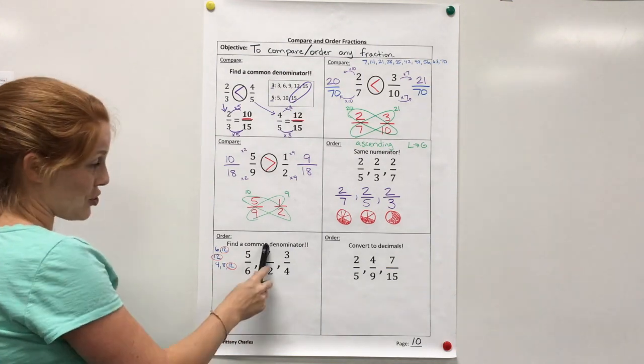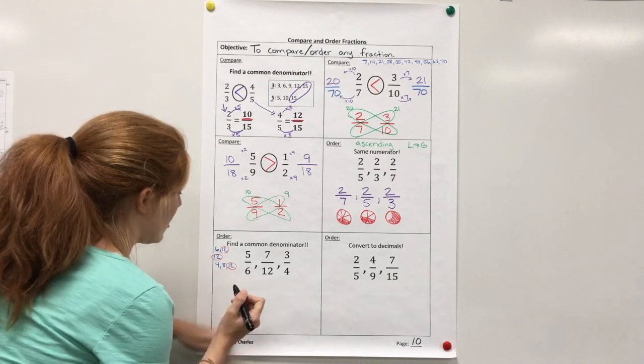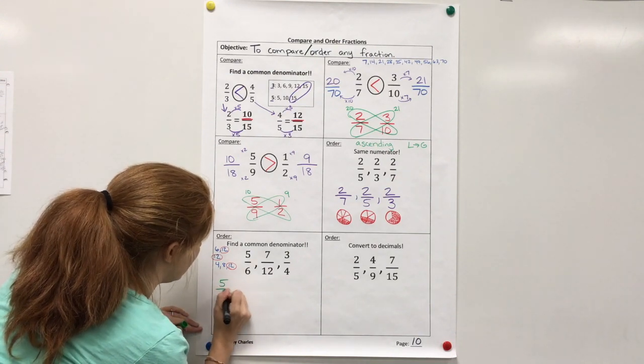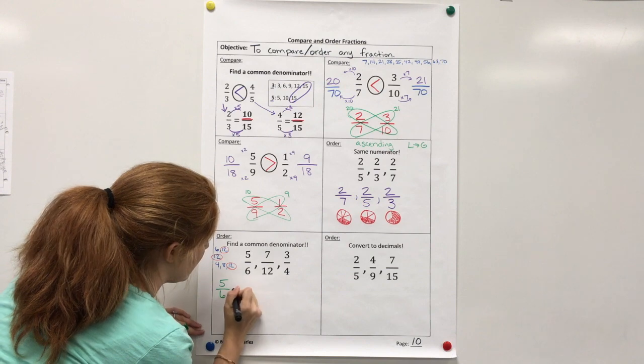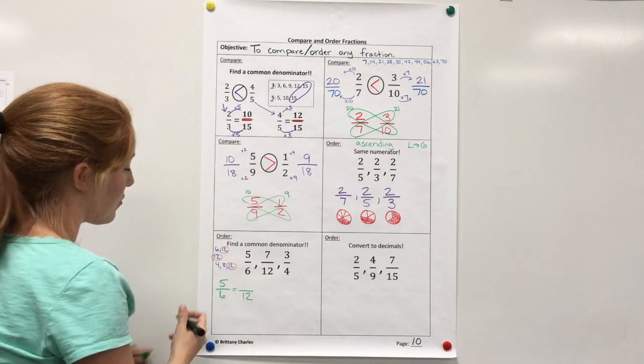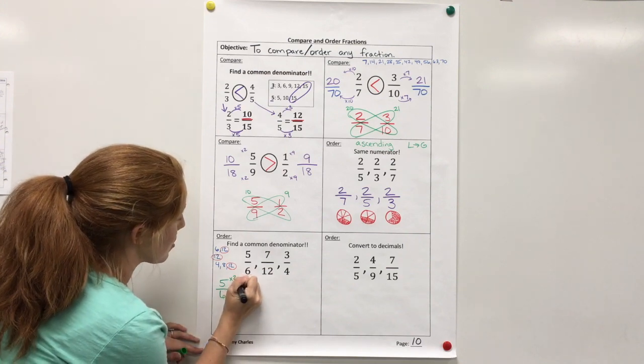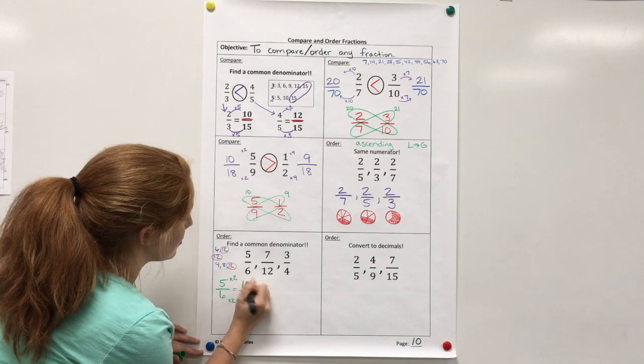So I need to get each of these fractions to have 12 as the denominator. Well, luckily, I don't have to change this one because it's already in 12ths. So now I'm going to do 5/6. Now, how do I get from 6 to 12? Well, this would be times 2. So I need to do times 2 up here. 5 times 2 is 10.